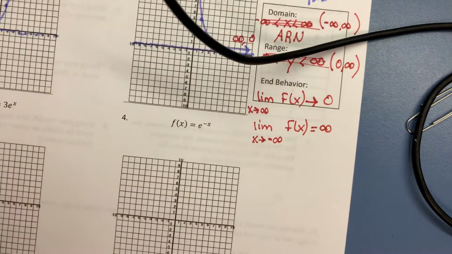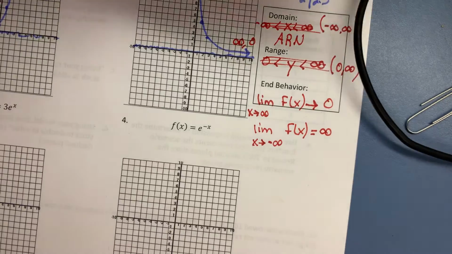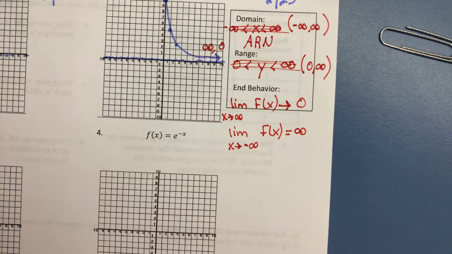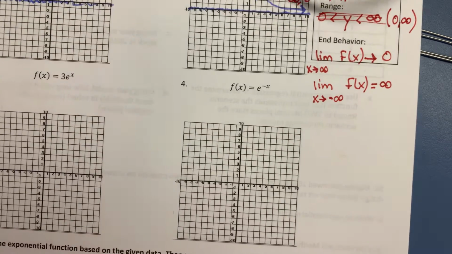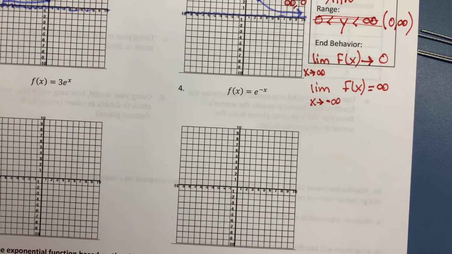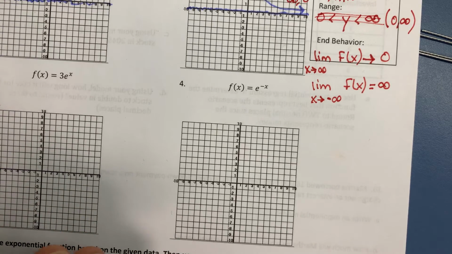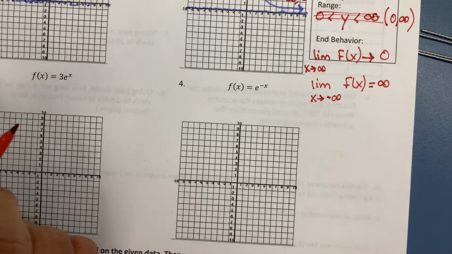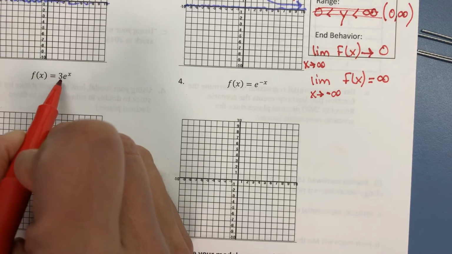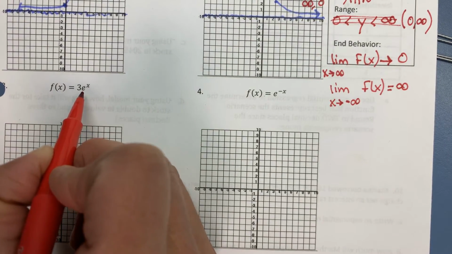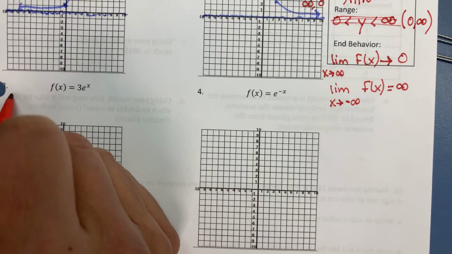So on this problem, let me move my cord out of the way here. So on this one, again, what I want to do is make a table. And sorry, I'm having lots of cords here. And so again, e is a number. It's about 3. So with this being 3 as the base, it is going to be growth.